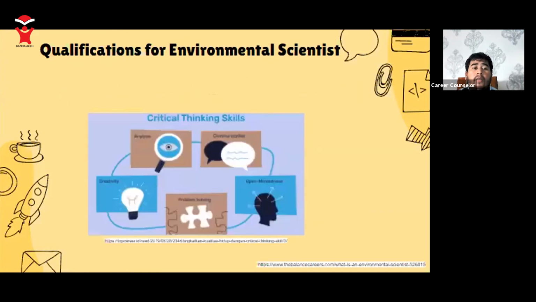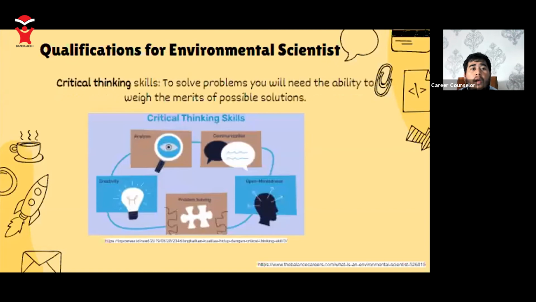And then the second qualification is critical thinking. Yes, critical thinking is very important to solve problems and to analyze, also for communication. So you will need the ability. For example, there are some solutions to a problem, so you have to think how to find the solution from a different point of view.